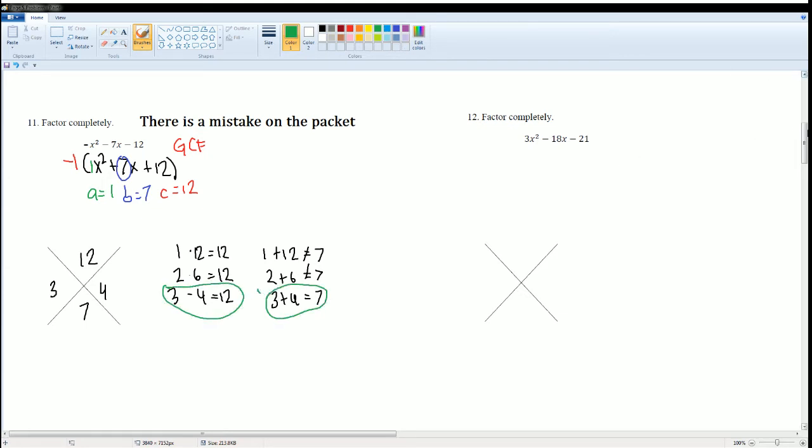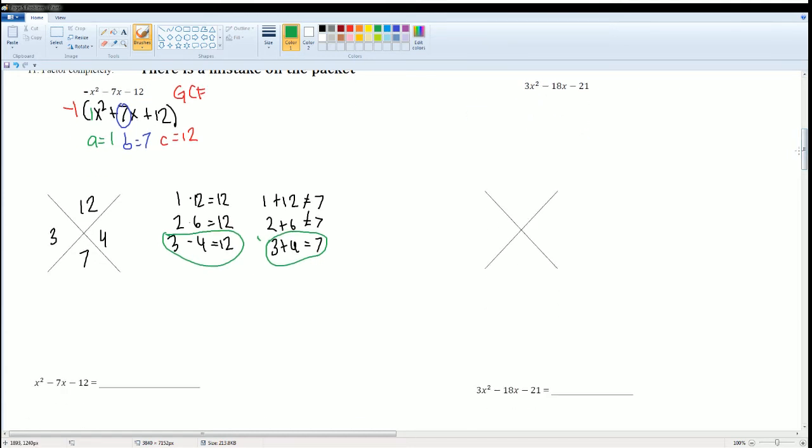So what does this become? Remember, there was a negative out in front. We pulled out a greatest common factor of -1. What is left is what you have inside. So it was the x's, and your two factors are 3, so plus 3, then 4, which is plus 4. Remember, this is the GCF.